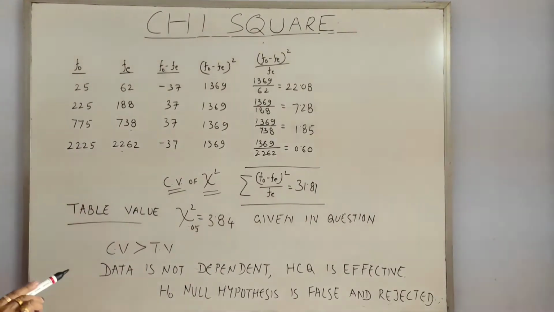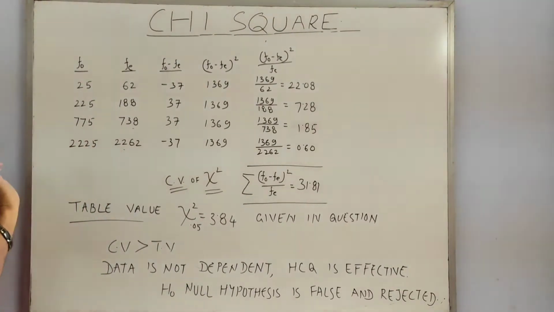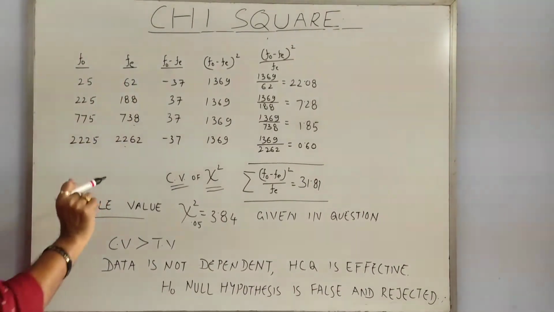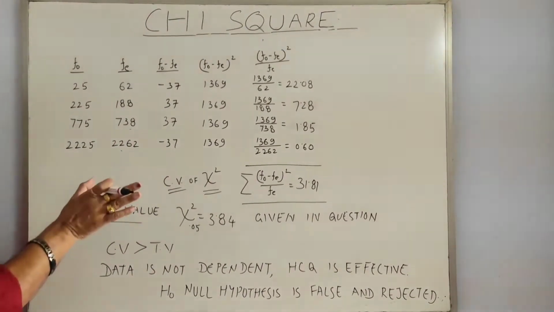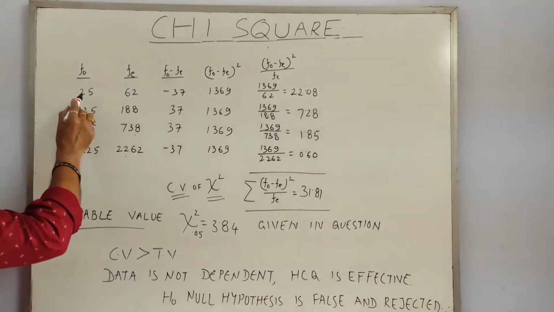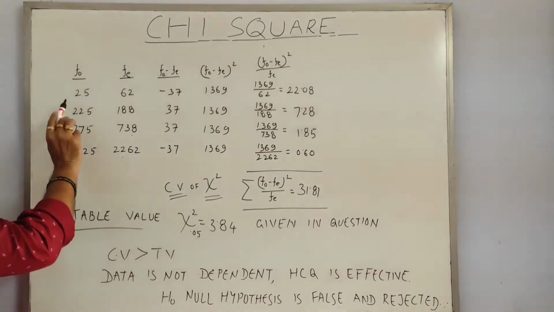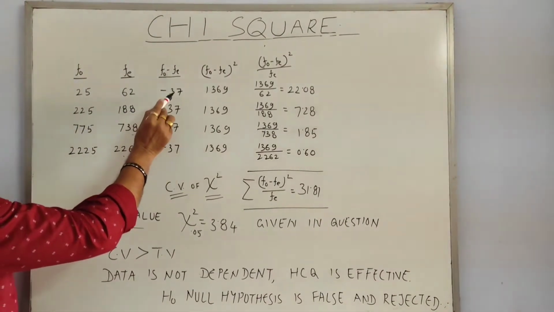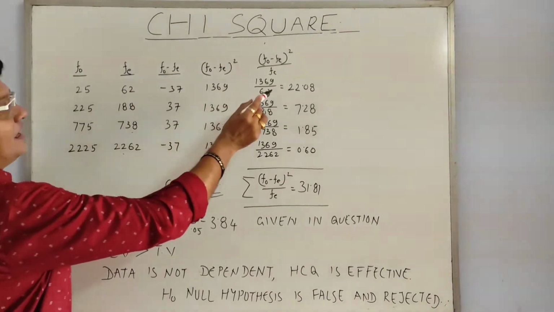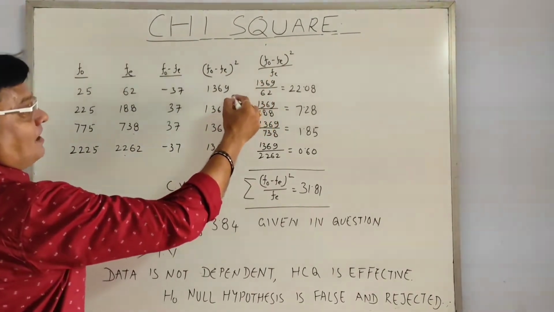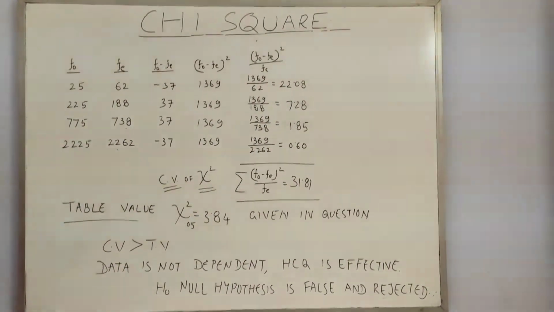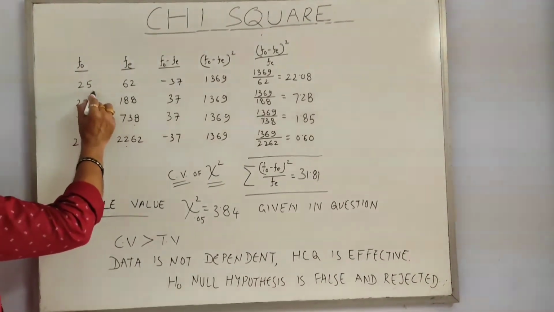Now you can see one interesting thing, just to understand the concept. Expected is 62. That means in the theory of proportion, it should come as 62, but the patients are coming as 25. That is why the difference is 37, and in proportion to 62, in the square value it is coming as 22.08. So that is very interesting because the difference is very huge.